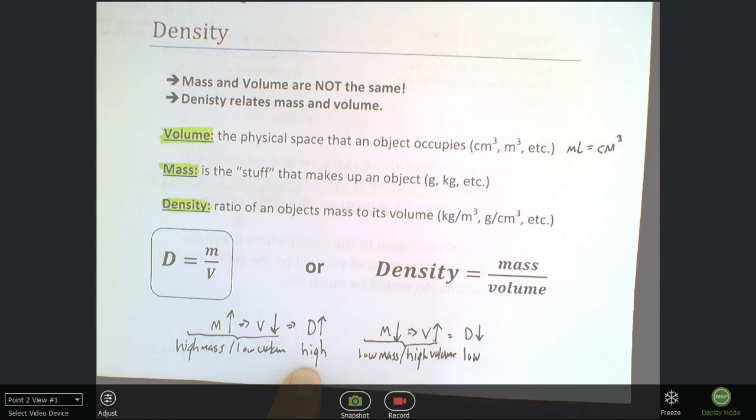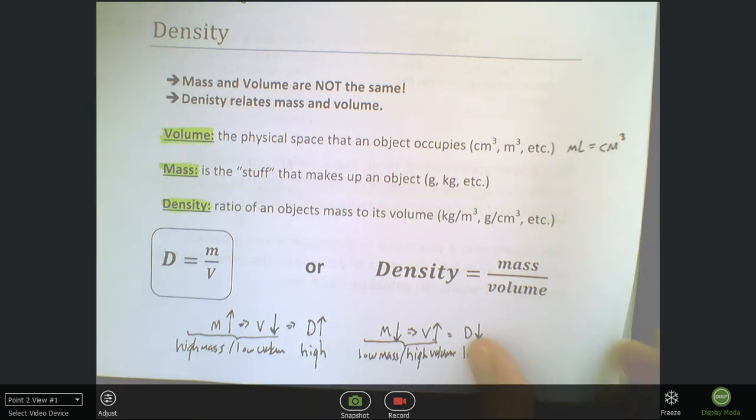This is why rocks and all these sorts of things sink to the bottom of oceans, to the ground. We sink to the bottom of the air. But other things that have low mass and high volume will float to the surface of fluids and appear to float in water and that kind of stuff.